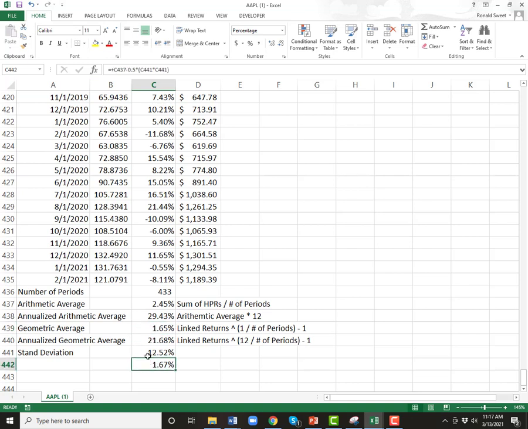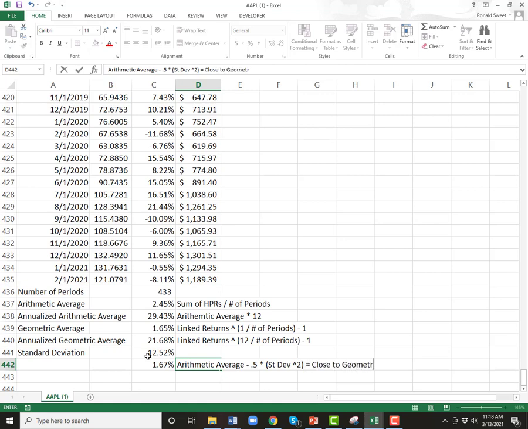The reason they're not exactly the same is Apple's not perfectly normally distributed. They have a little bit of skewing, but essentially it gets us really, really close. And that is one way you can tell if you have a population that's skewed heavily. This formula will not work. So you take the arithmetic. You don't need this for the exam. This is more just arithmetic average minus 0.5 times the standard deviation squared. That should get you close to the geometric average.